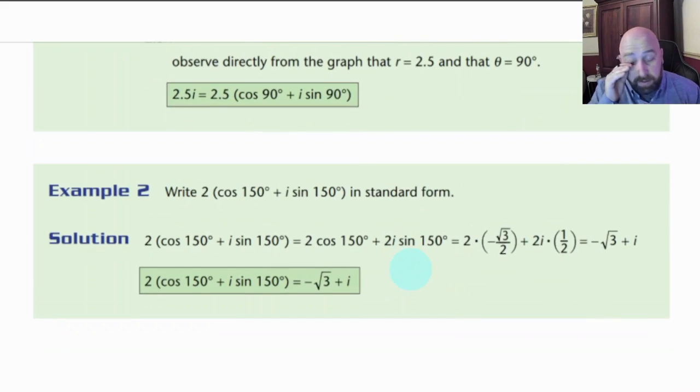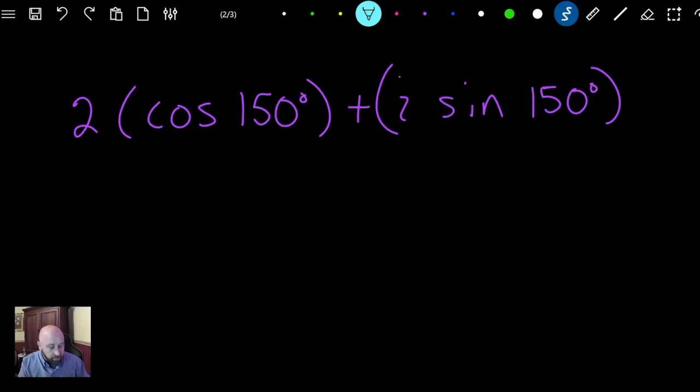Let's skip down here quickly to example 2, and we'll finish up right there. All right, so what are we doing here with example 2? Example 2, they give it to you in the polar form, and they want you to take it back to the standard form. All right, so we're really going to do the same thing. Let's jump back over here, and let's look through this one.